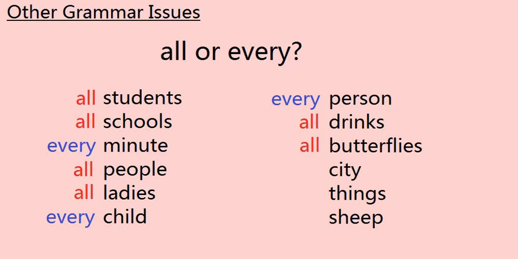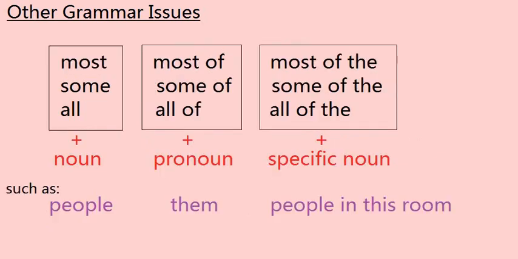And is it all city or every city? Every city. All things or everythings? All things. And finally, all sheep or every sheep? This is a tricky one. Which one is that? I'm sorry, it's a trick question. It can be both, because with sheep, the singular and the plural is the same. So you might say all sheep or every sheep. Both are acceptable.